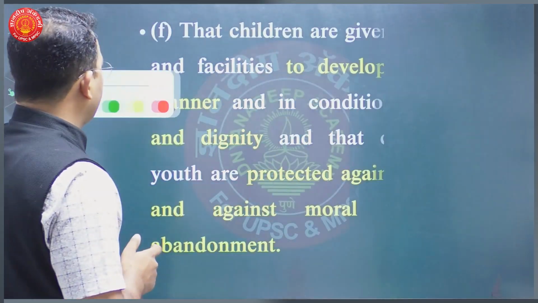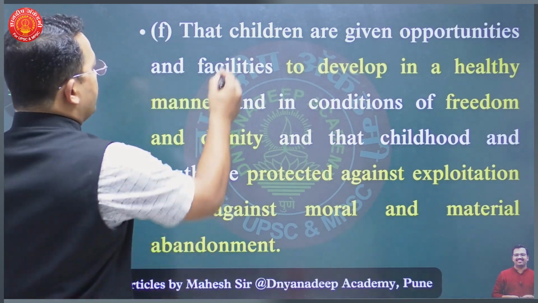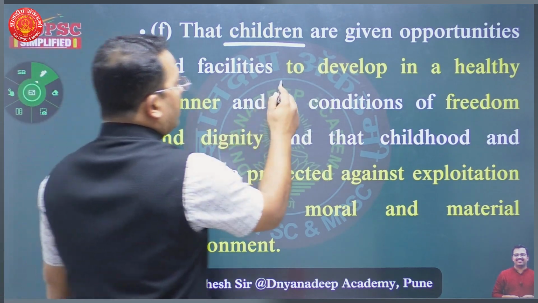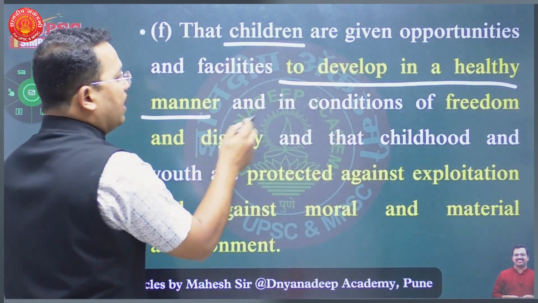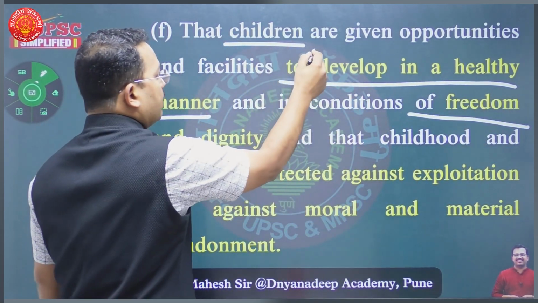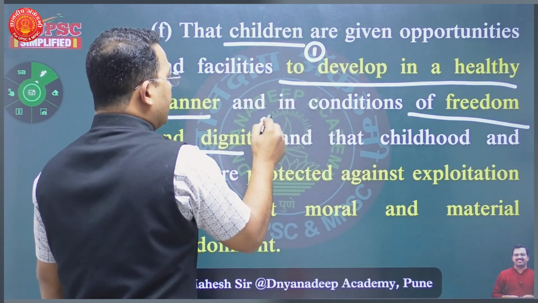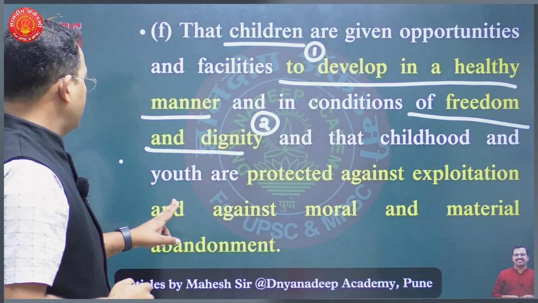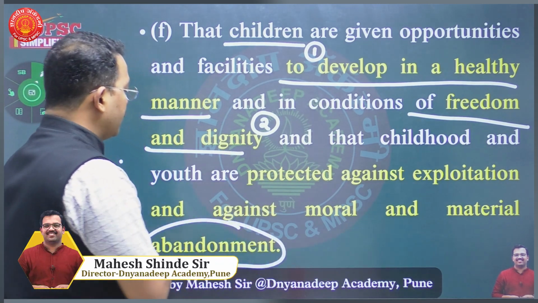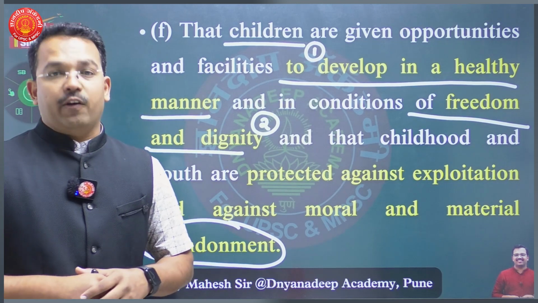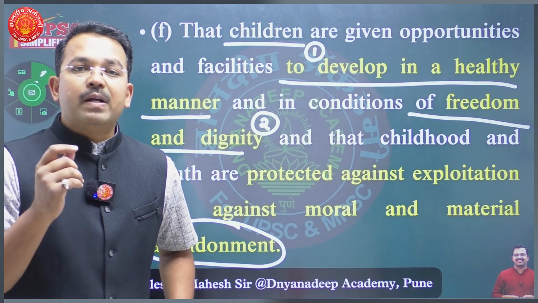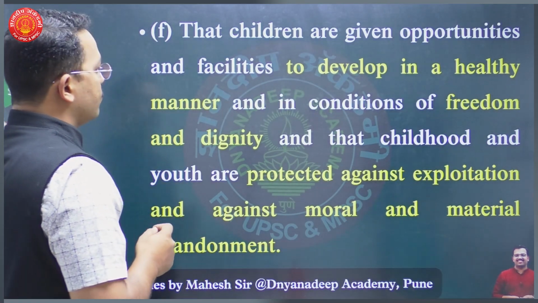Next clause is F. What does it say? That the children, it is basically about children. Children are given opportunities and facilities to develop in a healthy manner and in conditions of freedom and dignity. So F talks about development in a healthy manner. It talks about freedom and dignity, and that children and youth are protected against exploitation and against moral and material abandonment in this particular case. So the most important is F. It was added into the Indian Constitution by a Constitutional Amendment Act, the most important clause.